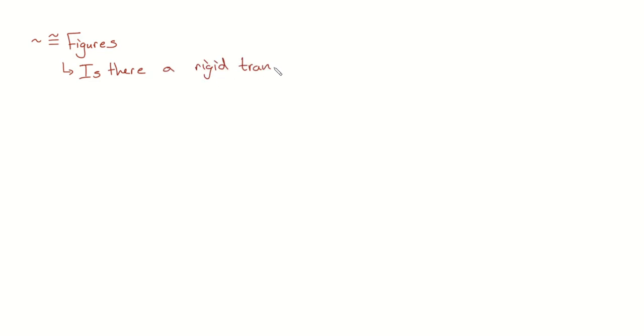Now, it could be multiple of them, like we saw today. If we can identify a single or composition of rigid transforms to get from one figure to the next, we guarantee they're the same shape and same size, and therefore they are congruent. Is there a rigid transform between them?